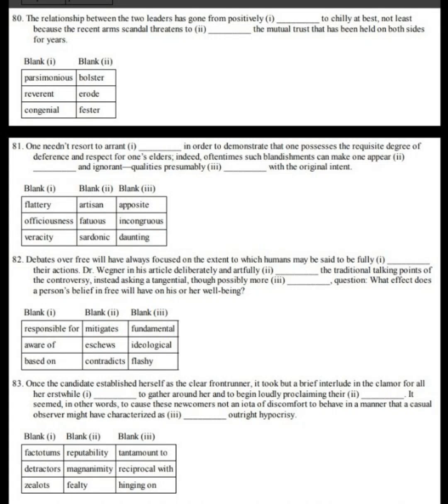Text completion, we are looking at number 80. The relationship between the two leaders has gone from positively dash to chilly at best. Now, chilly simply means they are cold shouldering each other. That means they are not even looking at each other. They are no longer friendly. There is what you call a cold war.